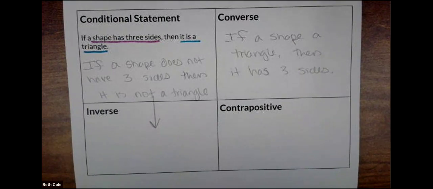So let's review. Converse, the first one we did. What do you do for a converse? You swap them. For an inverse, you do not swap them. You just write or take the word not out. It's called negating. You negate the two statements. Okay? So let me show you the last one. And this is the last thing we're doing here today, contrapositive. So let me share.